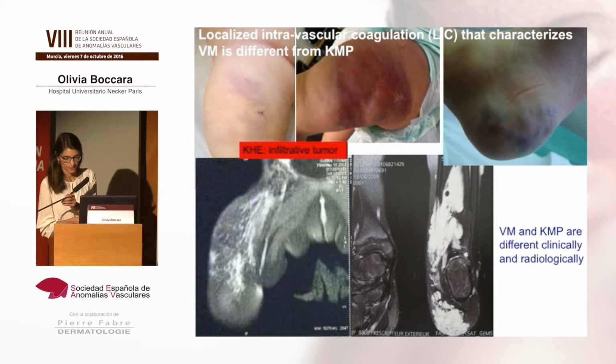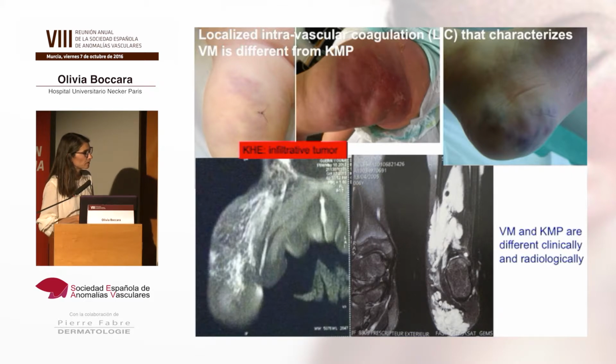Perhaps it is something very easy for you, but in my practice, I don't find it very easy in my colleagues. This localized intravascular coagulation has really to be differentiated from the KMP. It is perhaps obvious for you, but it is not so obvious every day. The clinical situations are completely different. We have been talking about venous malformation with those characteristic vascular beds.